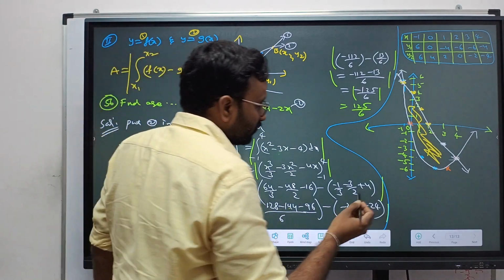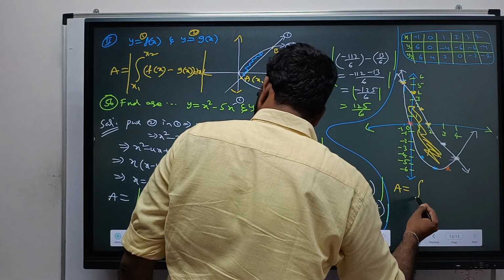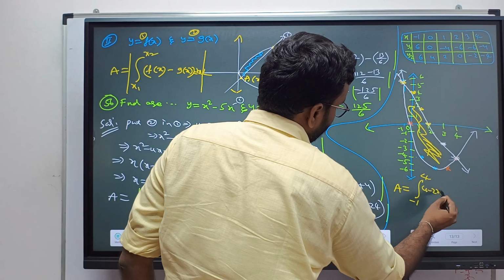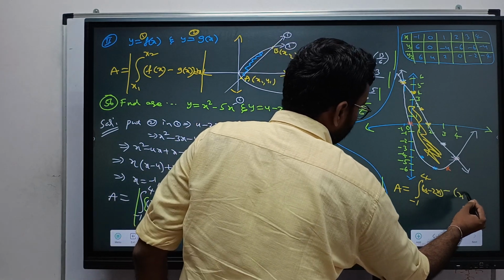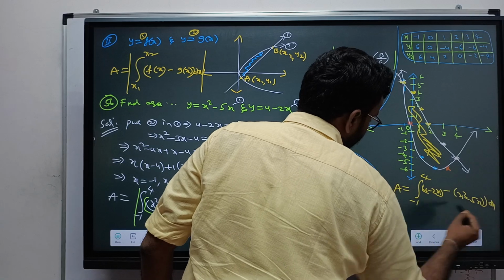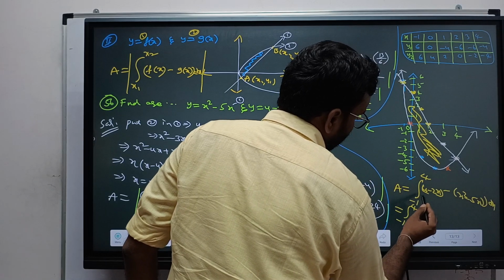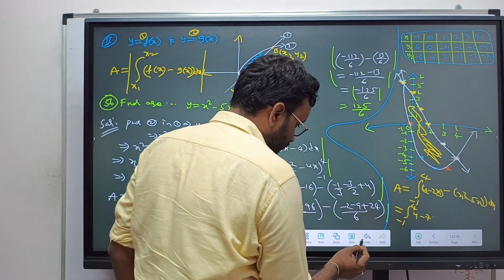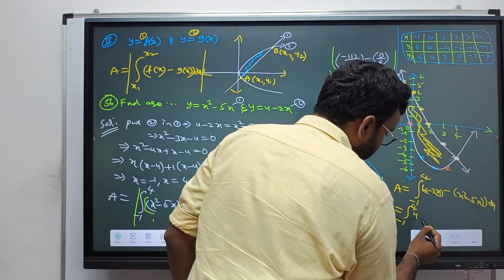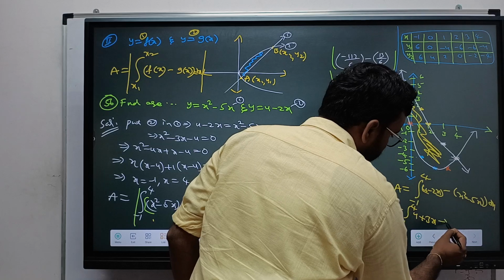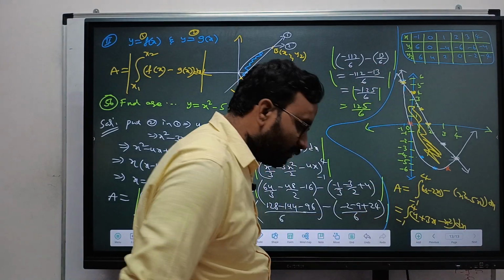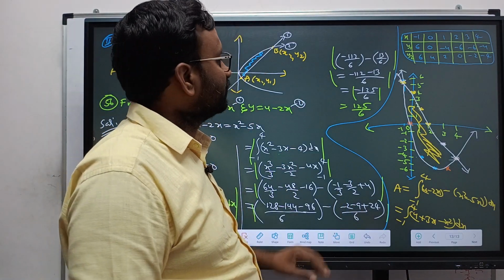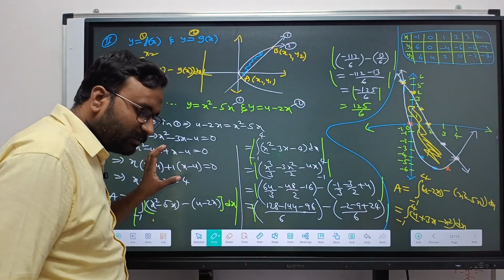So instead of writing this, you have to write area A is equal to, the boundary is minus 1 to 4, integral of 4 minus 2x minus, second write this, x square minus 5x into dx. If you solve this, 4 only, minus 2x minus 5x, minus into minus plus, that is minus 2x plus 5x will be plus 3x, and minus x square into dx. Solve, you will get the same answer 125 by 6, but you will get directly positive. This is with diagram, this is without diagram.